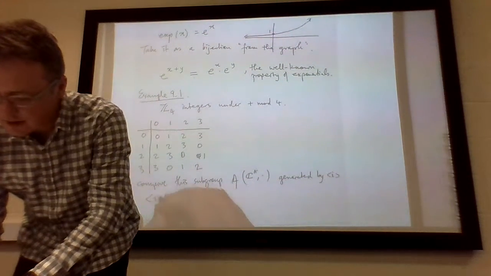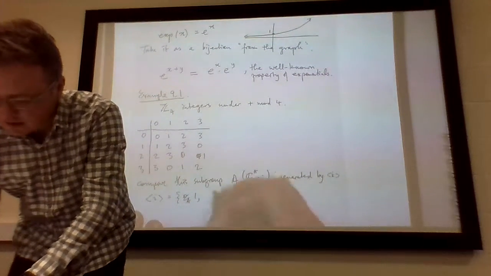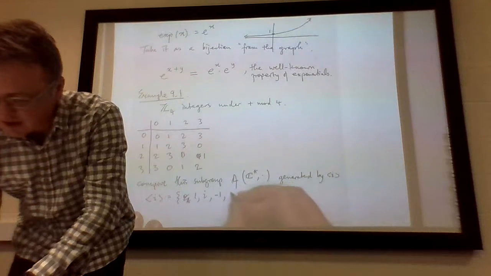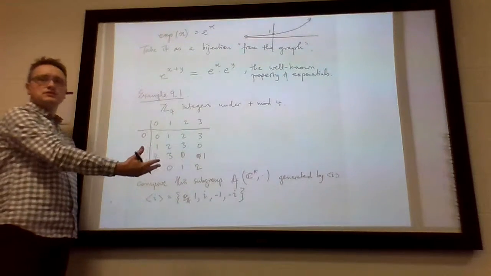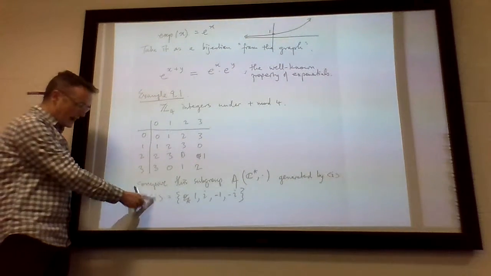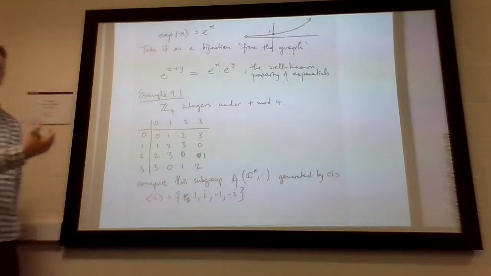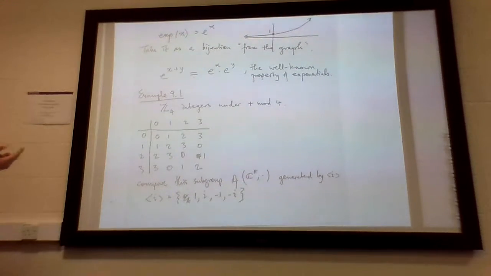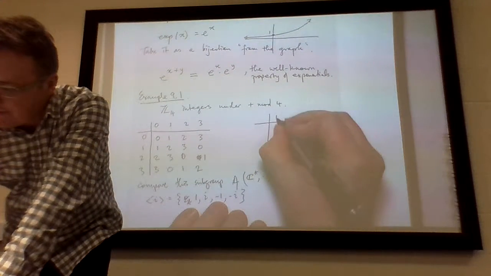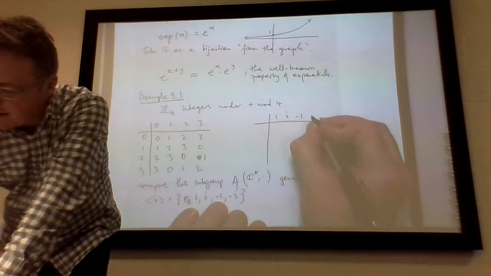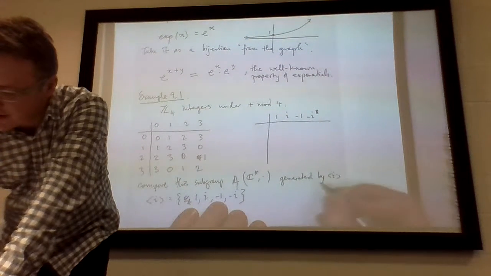What kind of things can you generate from i? i to the 0 is 1. i to the 1 is i. i squared is minus 1. i cubed is minus i. If you look at further powers, you just repeat those elements. So those are all the powers of the imaginary number i under the operation of multiplication. We can quickly draw its Cayley table.